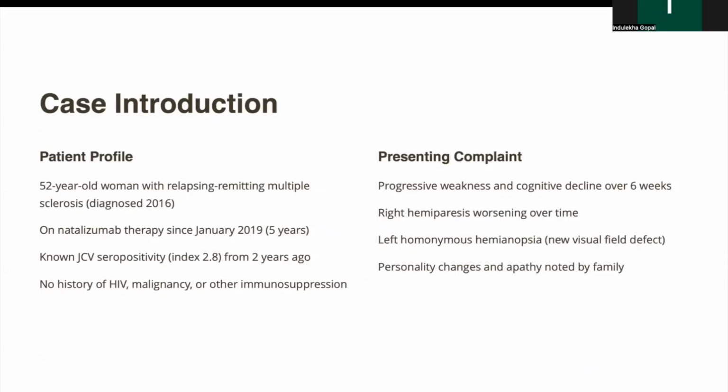So let's talk about a case: a 52-year-old woman with relapsing remitting multiple sclerosis diagnosed in 2016, on natalizumab therapy since January 2019. JC virus is positive. There is no history of HIV, malignancy, or other immunosuppression. The patient presents with progressive weakness and cognitive decline over 6 weeks, right hemiparesis worsening over time, a new visual field defect, left homonymous hemianopsia, and personality changes and apathy noticed by the family.